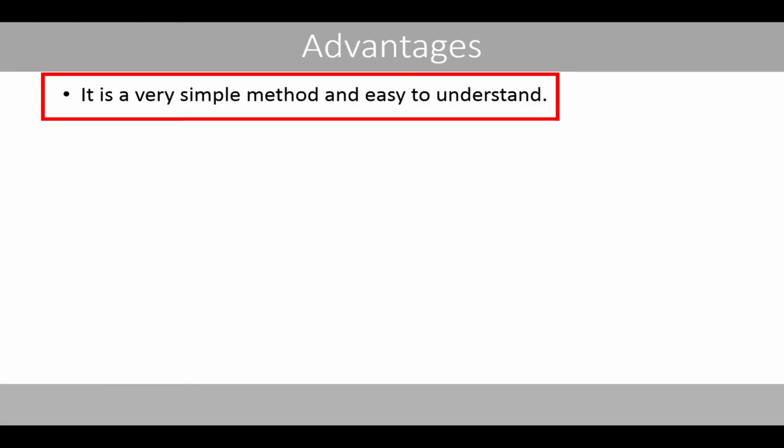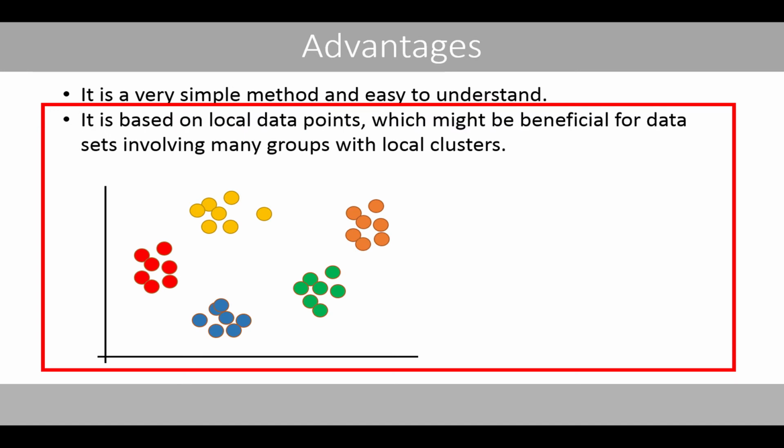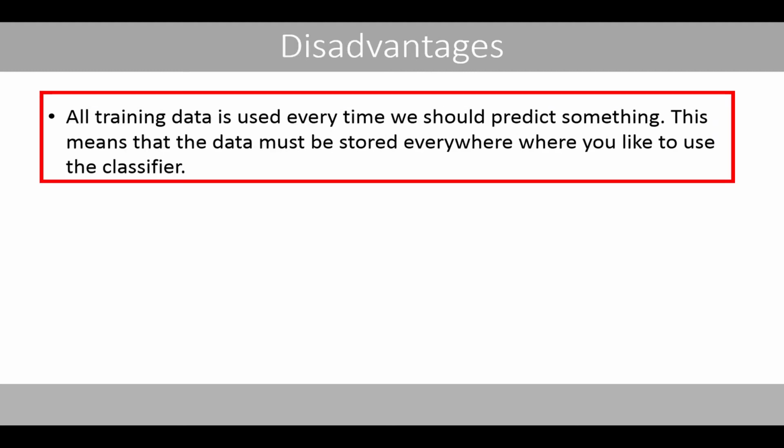The advantage with KNN compared to other classification methods is that it is a very simple method and easy to understand. It is based on local data points, which might be beneficial for datasets involving many groups with local clusters. We'll now have a look at some of the disadvantages with KNN.